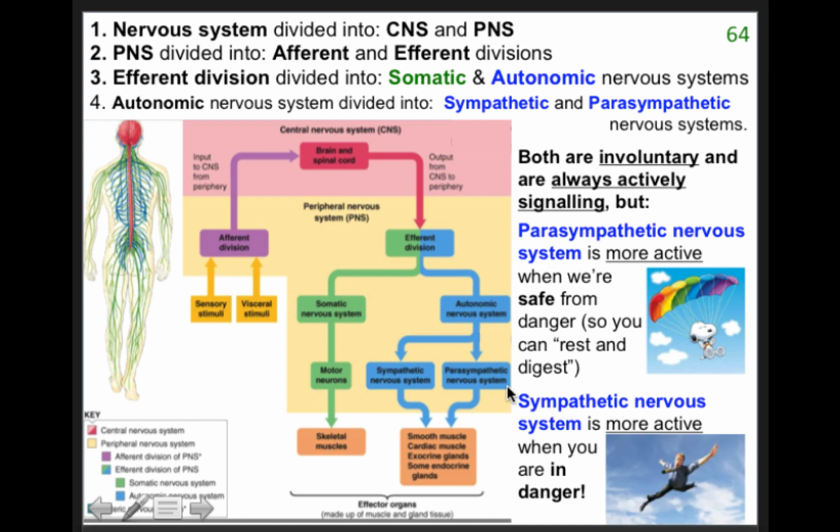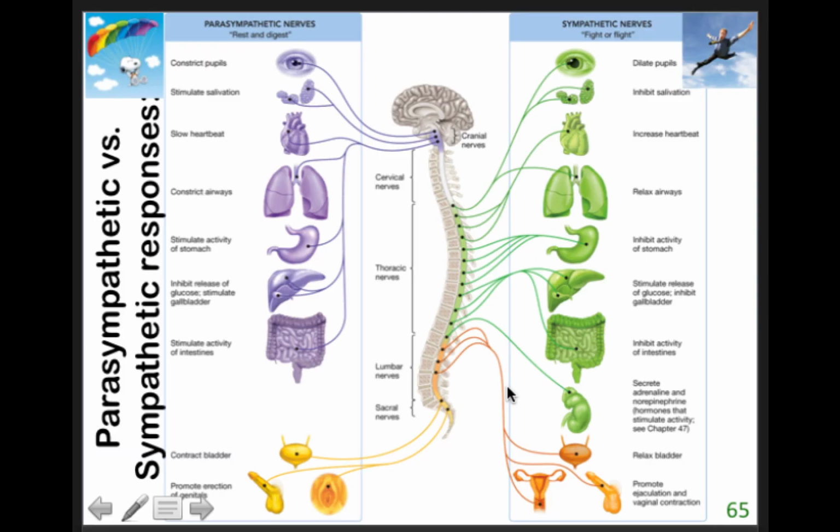So if you feel like you're going to die, that's when your sympathetic nervous system is more active. Okay, so here's a figure that shows you kind of what the parasympathetic and sympathetic nervous system activates when they're working. So when the parasympathetic nerves are firing more actively than the sympathetic ones, you'll be doing a lot of things related to rest.